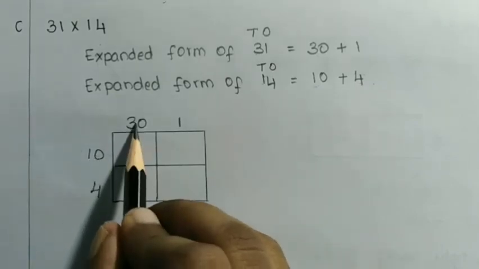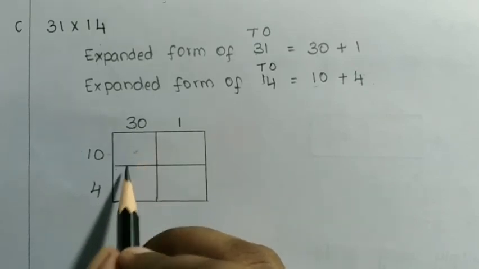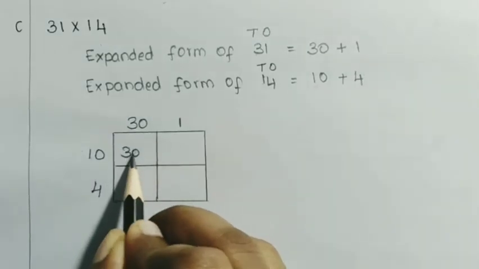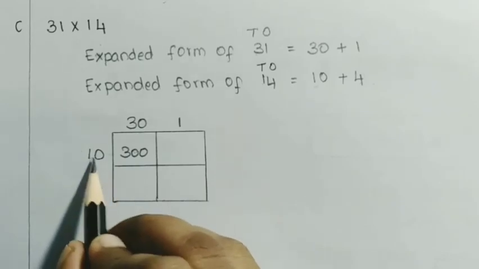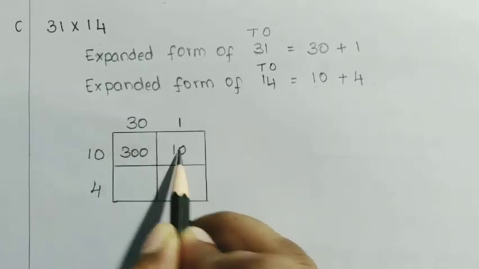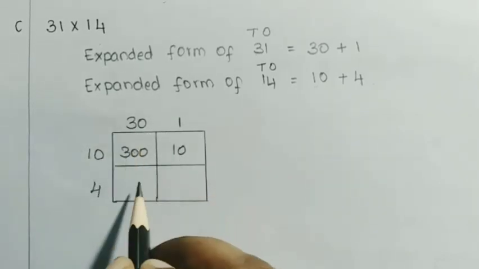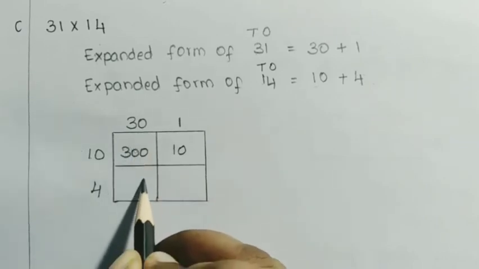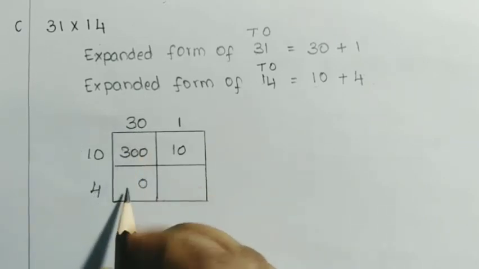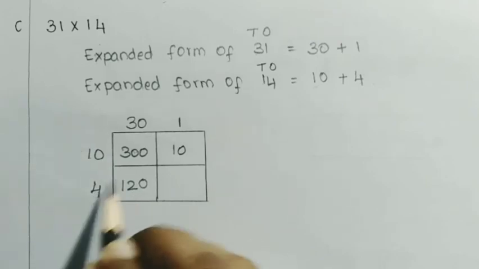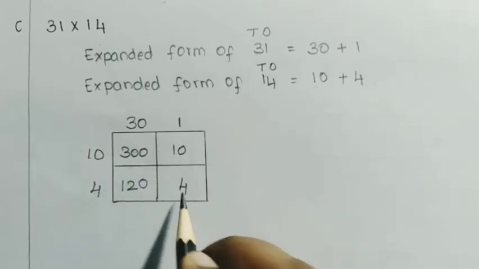10 into 30. What will come? 300. 10 ones are 10. 4 into 30. Put the 0 as such. 4 threes are 12. 4 ones are 4.